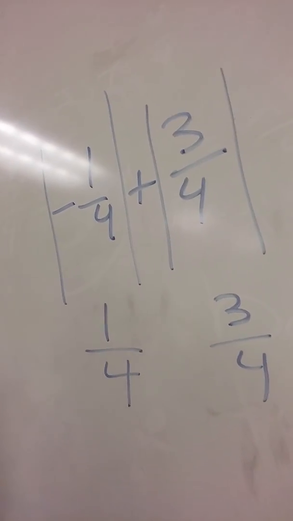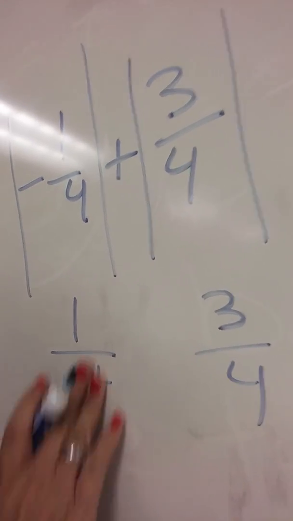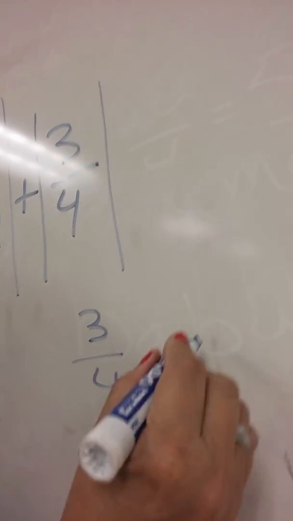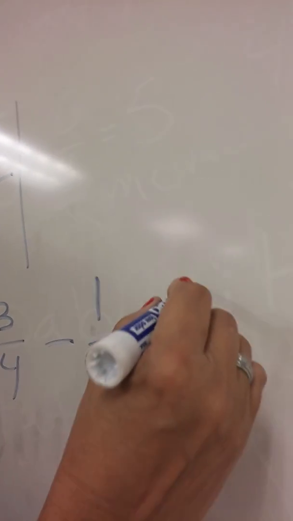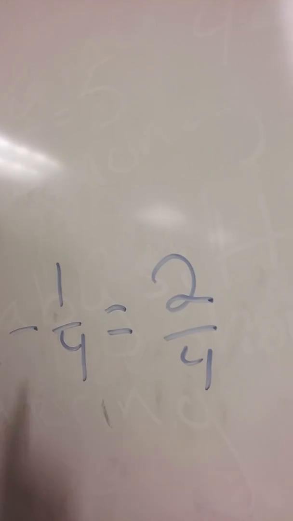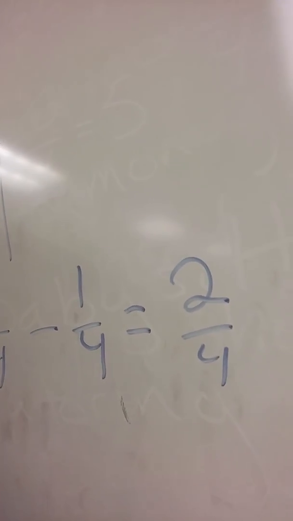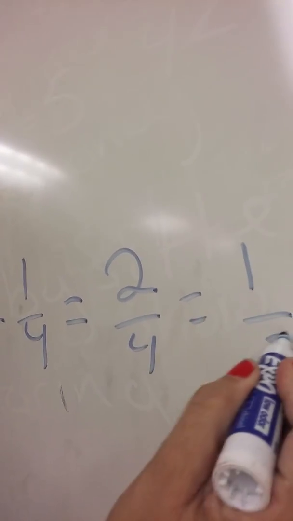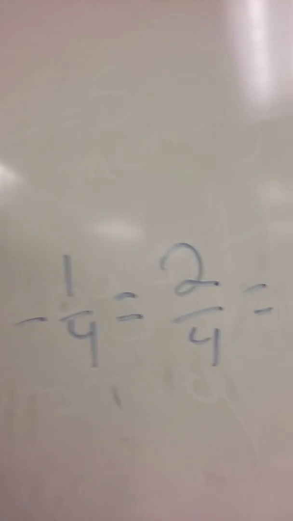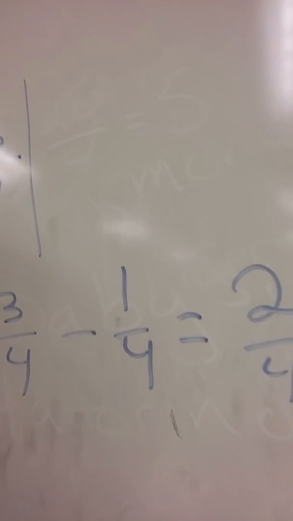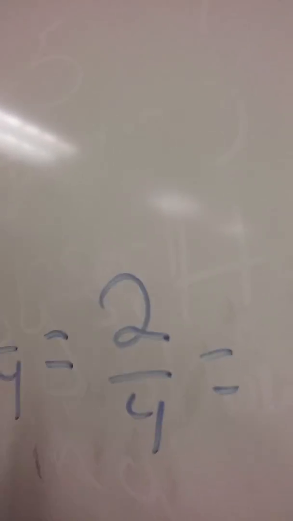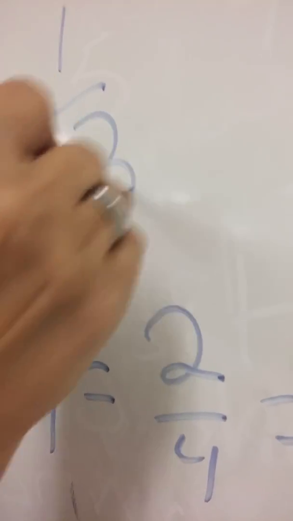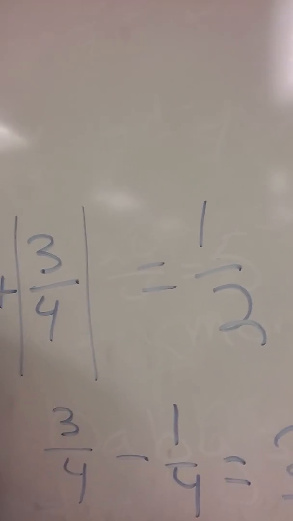And remember what it said to do is to subtract them. So I'm going to actually take 3/4 minus 1/4. And when I get 3/4 minus 1/4, I end up with 2/4 because 3 minus 1 is 2, and I keep the 4. That is not simplified. The simplified is 1/2. However, since the 3/4 had the largest absolute value, we had to keep the sign that is the 3/4. The 3/4 is a positive, so 1/2 is a positive. So negative 1/4 plus 3/4 equals 1/2.